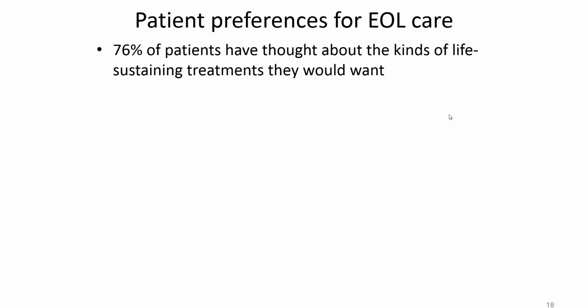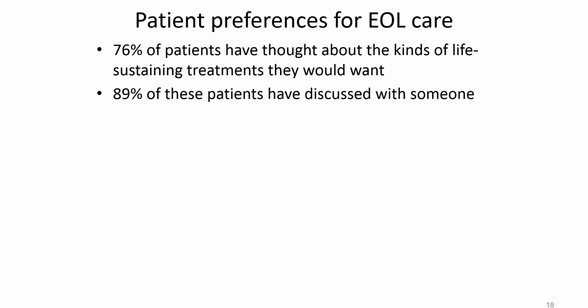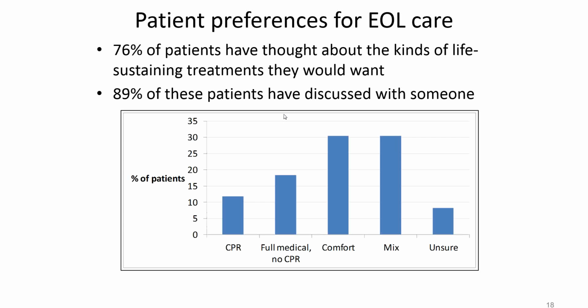And what the audit found was that, in fact, when you talk to very seriously ill patients in hospital, most of them have actually thought about the kind of life-sustaining treatments they would want, including resuscitation. And that the majority of the patients that have thought about it have actually talked to someone about these issues. And yet, when you look at what their preferences are, the majority don't prefer a care plan that includes CPR, only 12% do, whereas the majority prefers some kind of limitation on life-sustaining treatments.